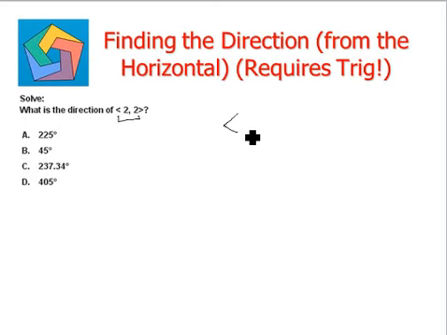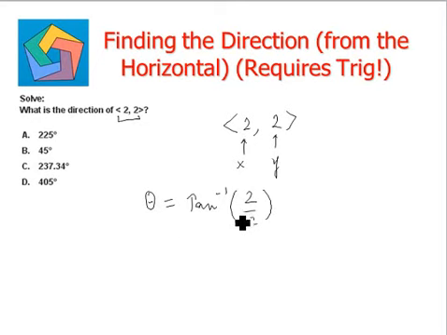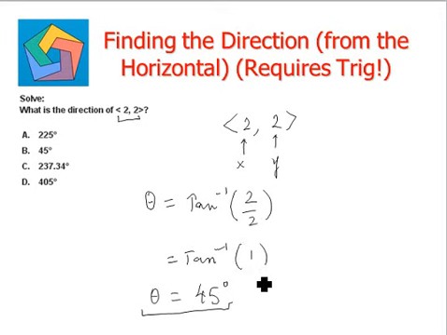So here the given vector is (2, 2). So this is the x component, this is the y component. Now we know theta is nothing but tangent inverse of 2 divided by 2. This is nothing but tangent inverse of 1. So when we put this value in the calculator, we find out that theta comes out to be 45 degrees. You can also remember that tangent of 45 degrees equals 1.